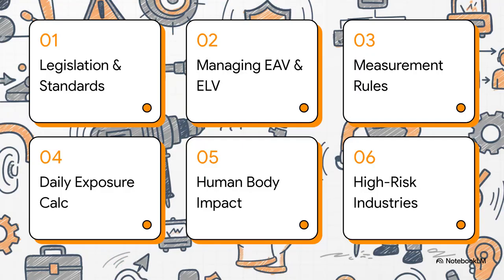Here's our roadmap for today's explainer. 1. Vibration legislation and standards. 2. Managing EAV and ELV. 3. Measurement rules and instruments. 4. Calculating daily vibration exposure. 5. Vibration and the human body. And finally, 6. High-risk industries and tools.